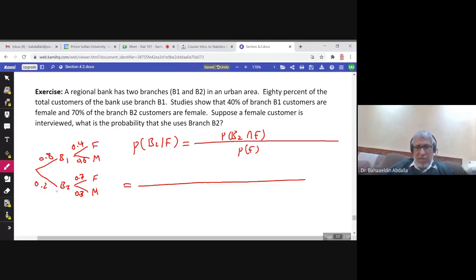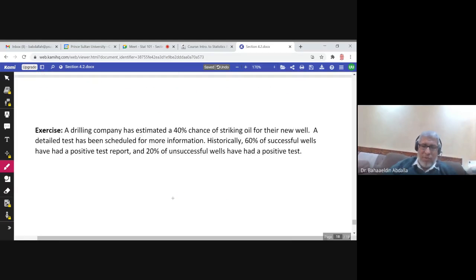B2 intersection F is 0.2 times 0.7. The probability of F is 0.8 times 0.4 plus 0.2 times 0.7. So this is the probability of F in general, and this is B2 intersection F. Here you have B2 intersection F, here you have B1 intersection F, and you will find the probability.